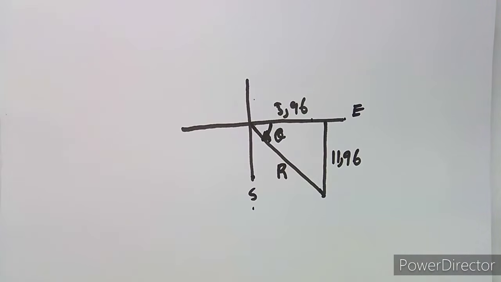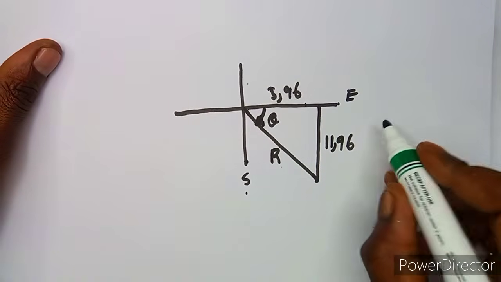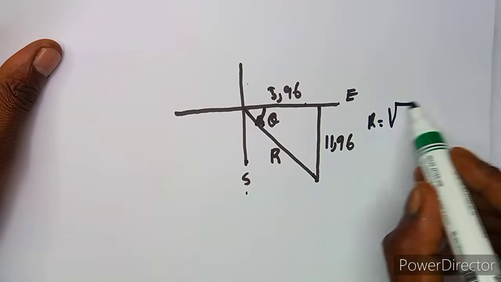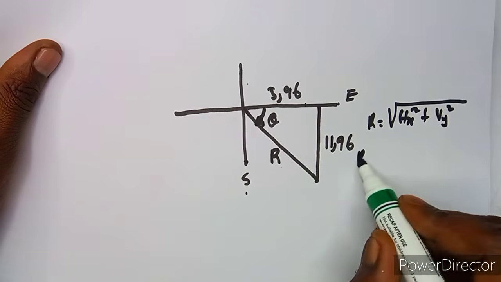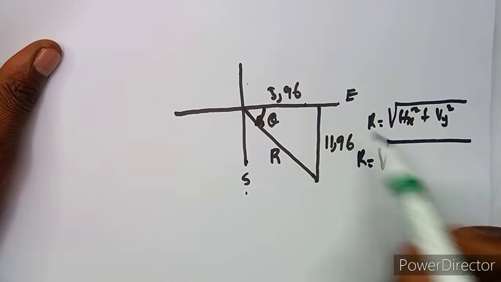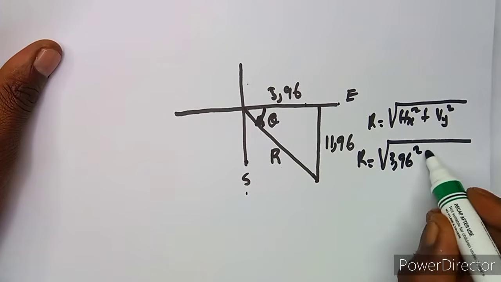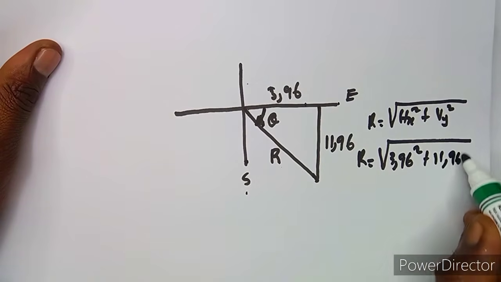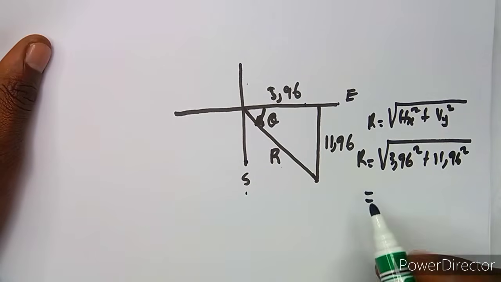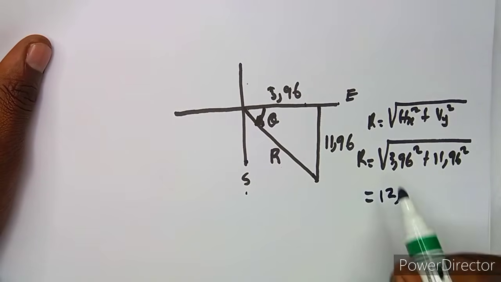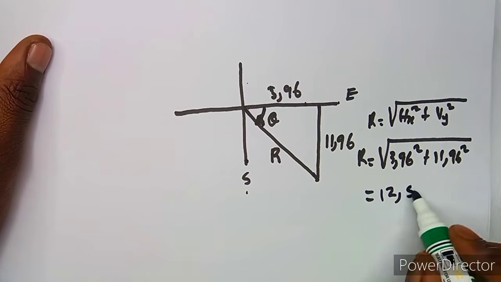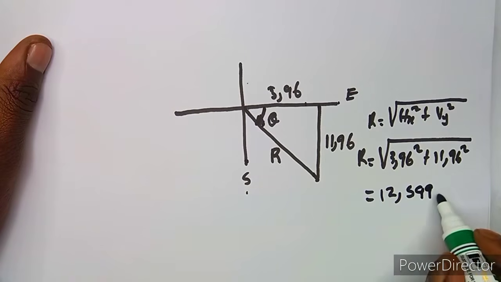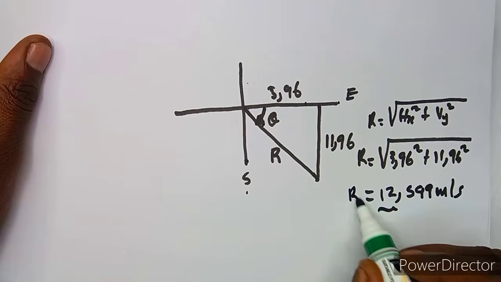So as you can see, guys, to find the resultant, we know that the resultant is equivalent to the square root of Vx squared plus Vy squared. So the resultant is the square root of the horizontal 3,96 squared plus the vertical, which is 11,96 squared. So you're going to obtain something like 12,5985. So it's going to be 12,599 meters per second. All right, so we've got the resultant.